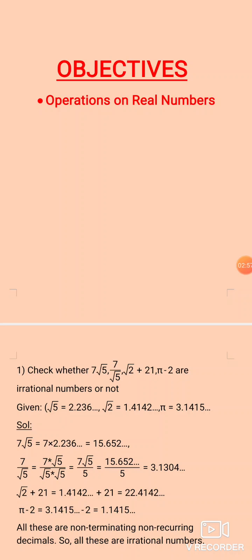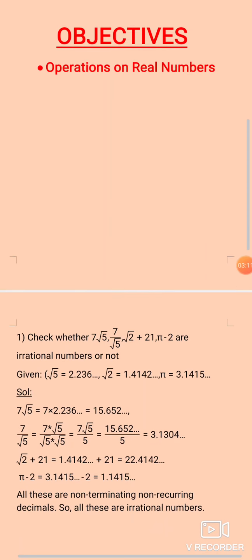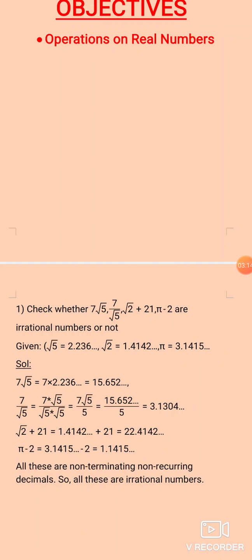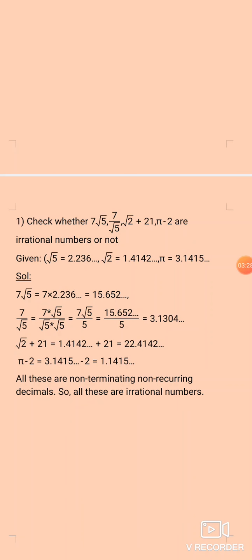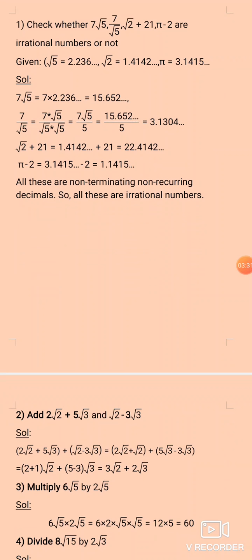So, root 2 plus 21. So, 1.4142 etc. An irrational plus 21 is what? 22.4142 etc., which is also irrational. Last, pi minus 2. So, 3.1415 etc. is the pi value. Minus 2 is equal to 1.1415 etc. All these are non-terminating, non-repeating decimals. So, all these are what type of numbers? Irrational numbers. Clear? Now, listen carefully.